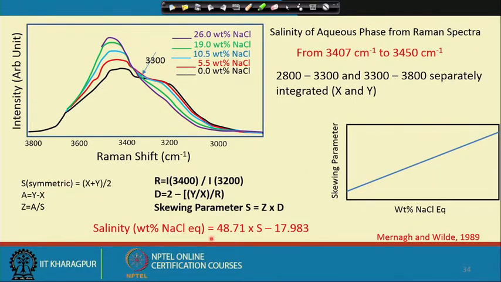And when we calculate the skewing parameter from these fundamental parameters, then the salinity is a direct function, a linear function, of this skewing parameter. So, it is possible that the weight percent equivalent of the aqueous component can be estimated from Raman spectra to corroborate the data that is obtained from the freezing experiment in the fluid inclusions.